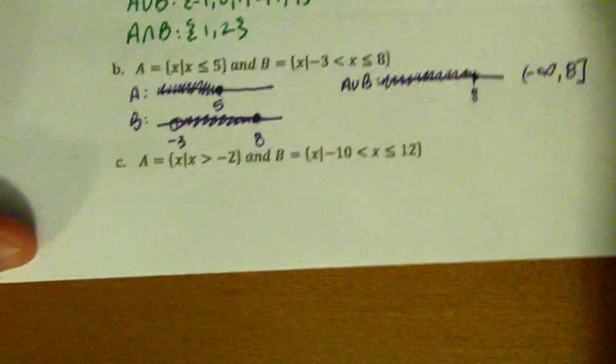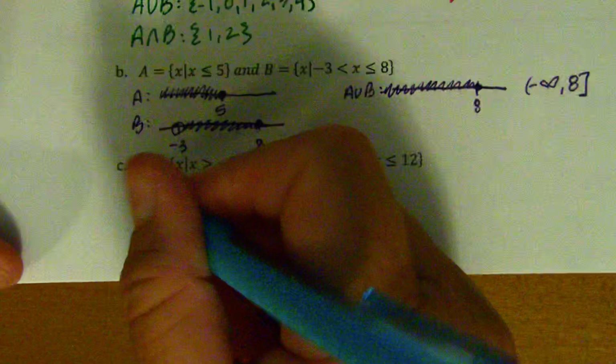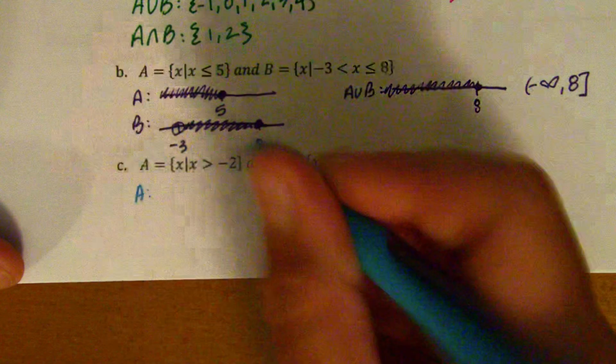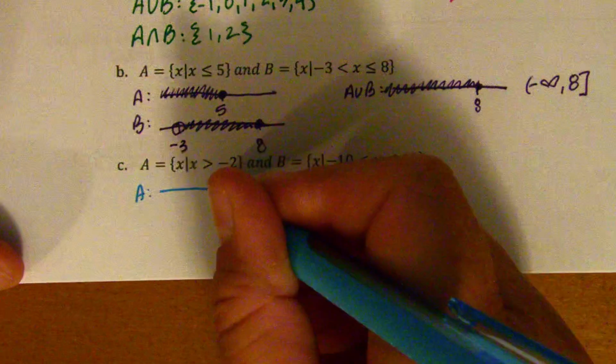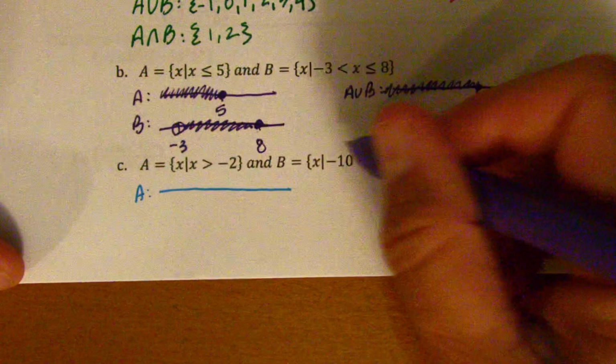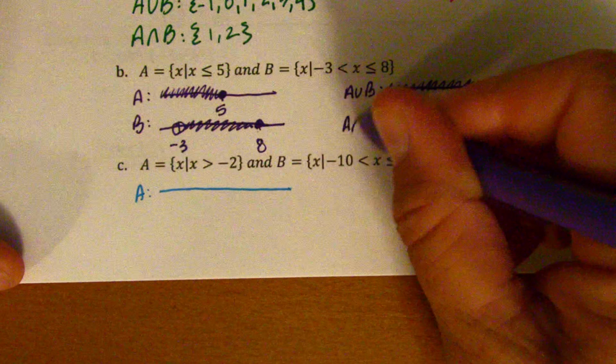Let's practice another one of those. Here I have set A, and it's x greater than -2. So again, oh, you know what? I didn't do the intersection. Let's go back to that one. A intersect B.